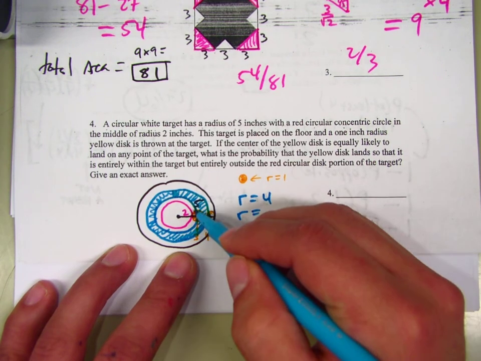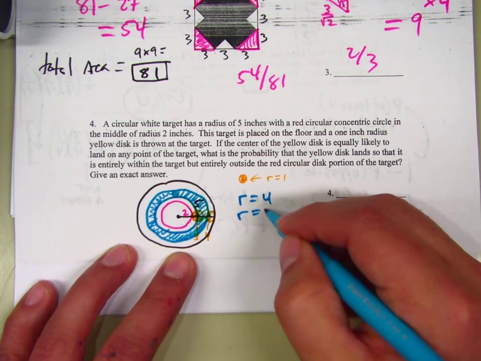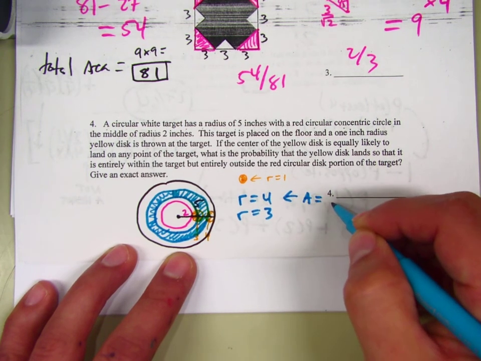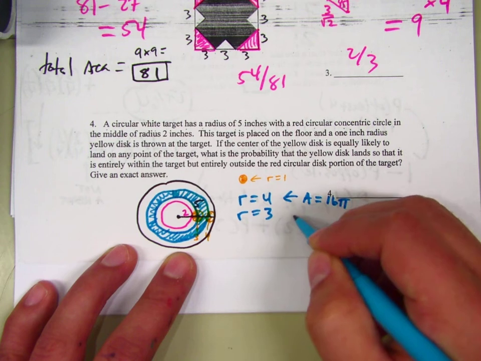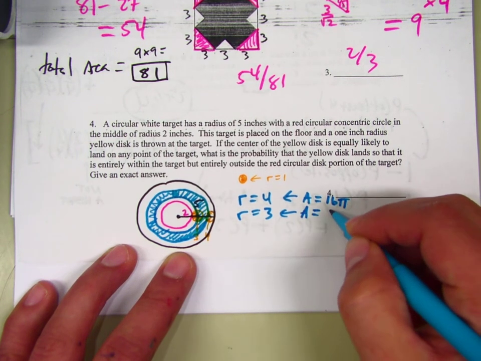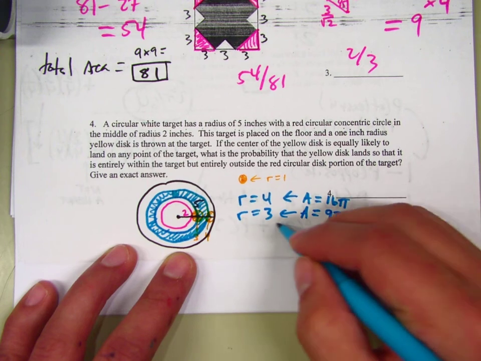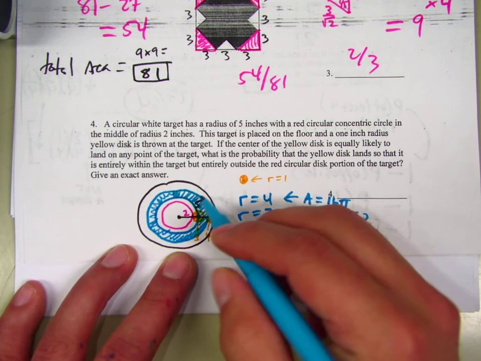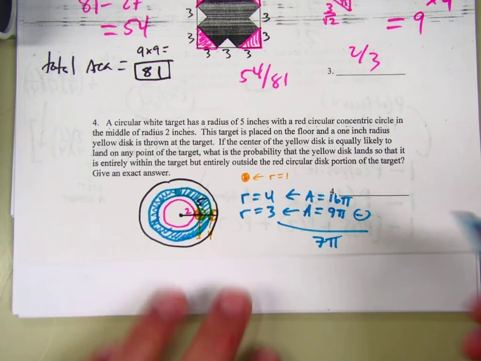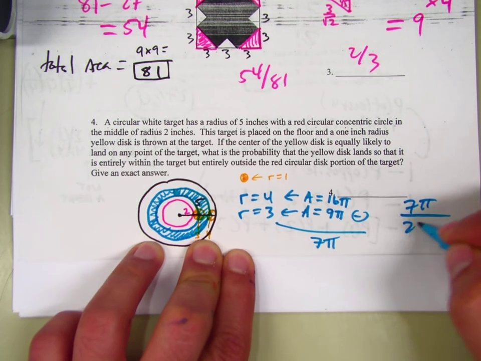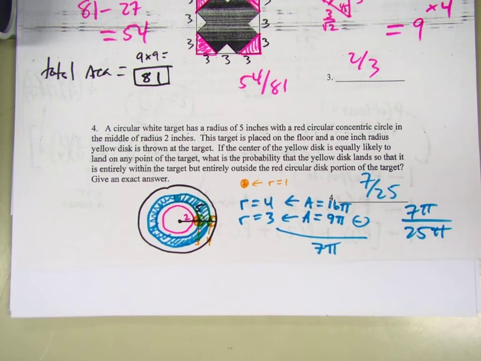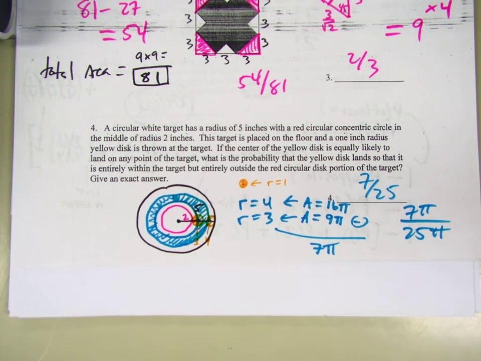And now what's the radius of the inner blue circle? 3. So if I take this area, which would be pi r squared, so 16 pi, and subtract out the area of the smaller blue circle, which is 9 pi, you get 7 pi for the feasible region. And that's out of a total of 25 pi for a fraction of 7 over 25. That is a good problem.